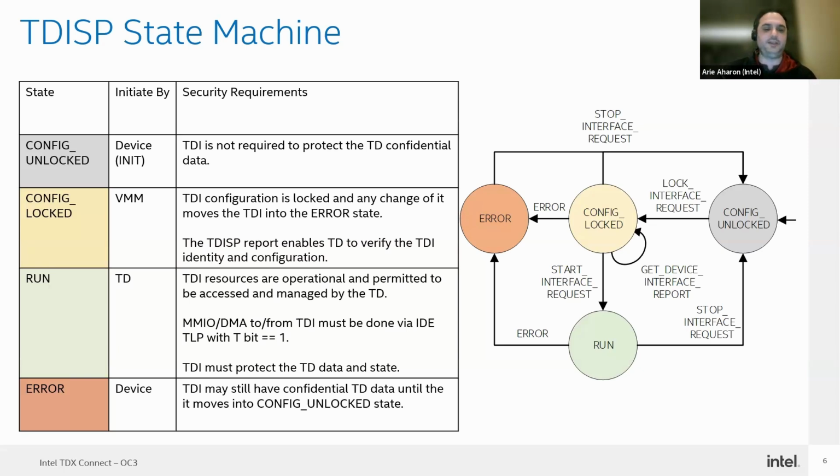Finally, if there is any security violation, the DSM is responsible to transition the device to the error state. And again, this is a trap state, which may still have secrets. And the only way to get from this state back to the original state, the unconfig locked, is if the device can confirm that all the secrets and all the private state has been cleaned from the device.